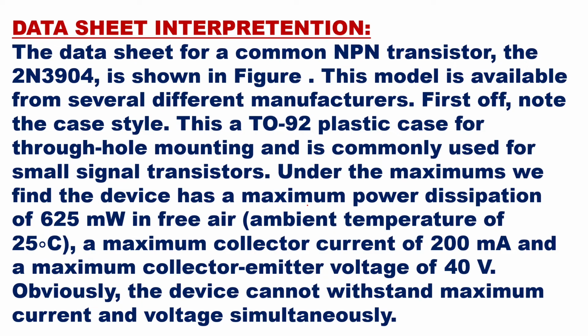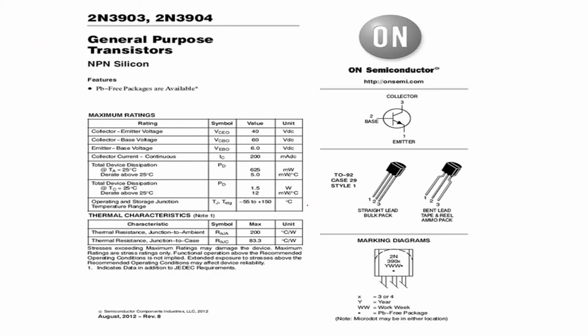First off, note the case style, the case in which it is packed. This is a TO92 plastic case for through-hole mounting and is commonly used for small signal transistors. Under the maximums, we find the device has a maximum power dissipation of 625 milliwatts in free air at an ambient temperature of 25 degrees Celsius, a maximum collector current of 200 milliamperes, and a maximum collector emitter voltage of 40 volts. Obviously, the device cannot withstand maximum current and voltage simultaneously. So this is how you can note down all those factors and ratings, the maximum ratings of the particular transistor.